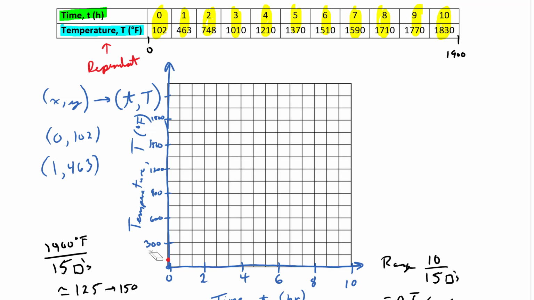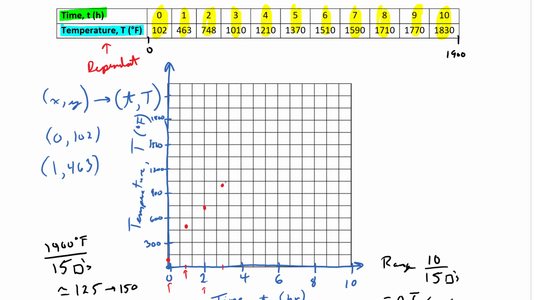We go to the next point, 1. This is 0, this is 2. So 1 is right there in between. We go up to 463. That's 300. That's going to be 450. So it's just slightly above that. We then have 2, 748, 750, right about there, just below 750. Next up, we have 3 and 1010. Again, the 3 is going to be right in between the 2. Moving up here, it's 900. That would be 1050, so right about there.